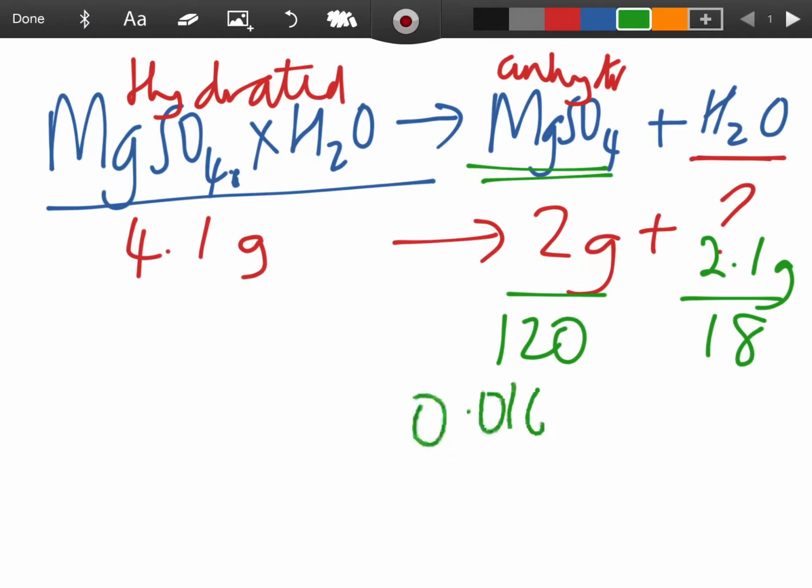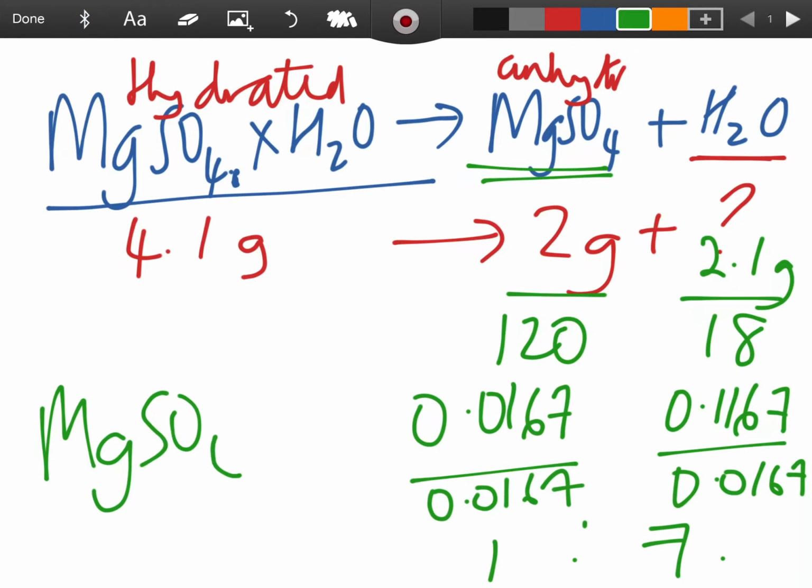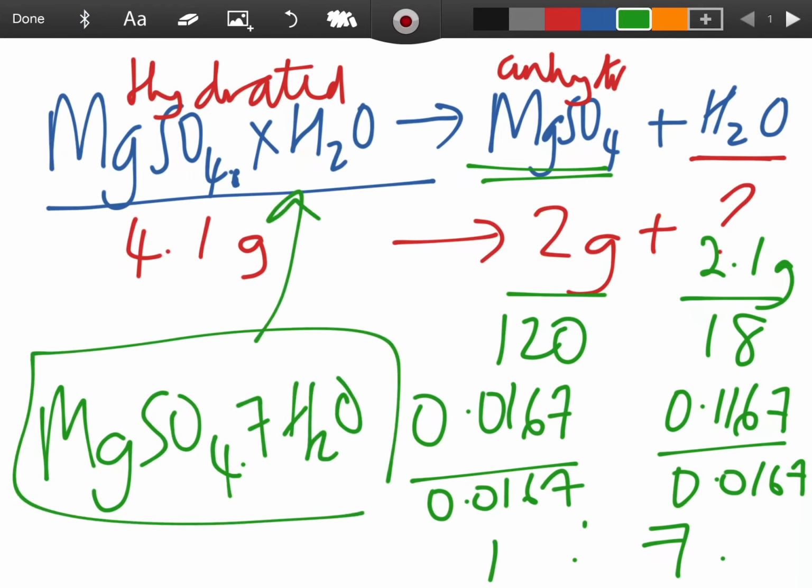So this is 0.0167 moles. This is 0.1167, which is the smaller number, this one clearly. So divide by the smaller number. You're going to get 1:7 when you do that. And then, like I said previously, don't forget to fill in the 7 into the X in the formula up here. And that will be your answer at the end, magnesium sulfate 7 waters.